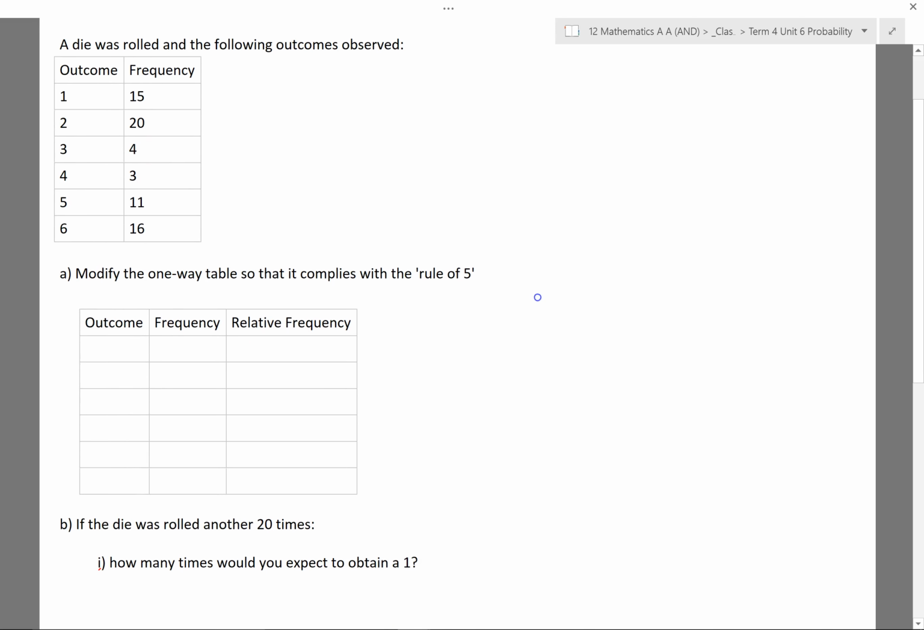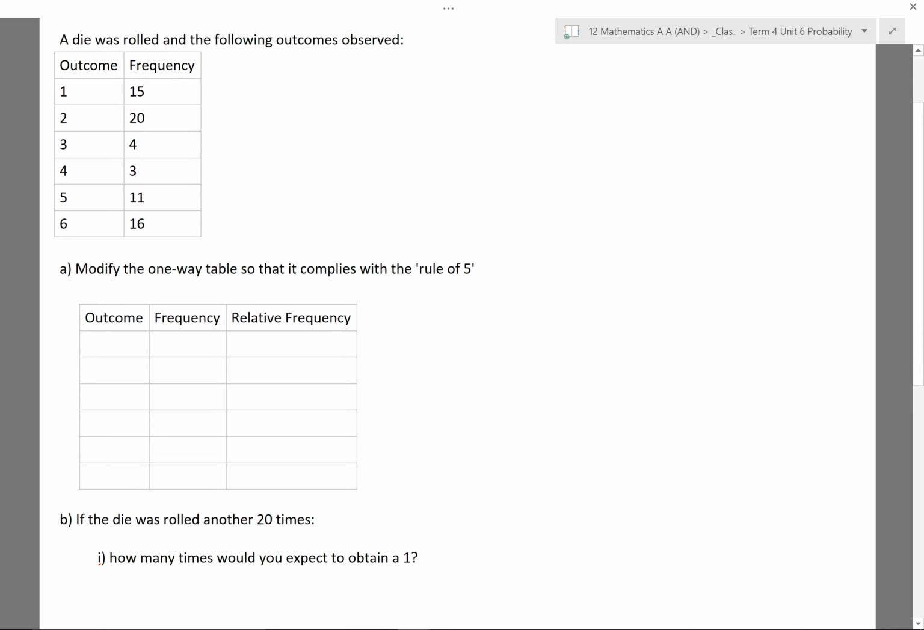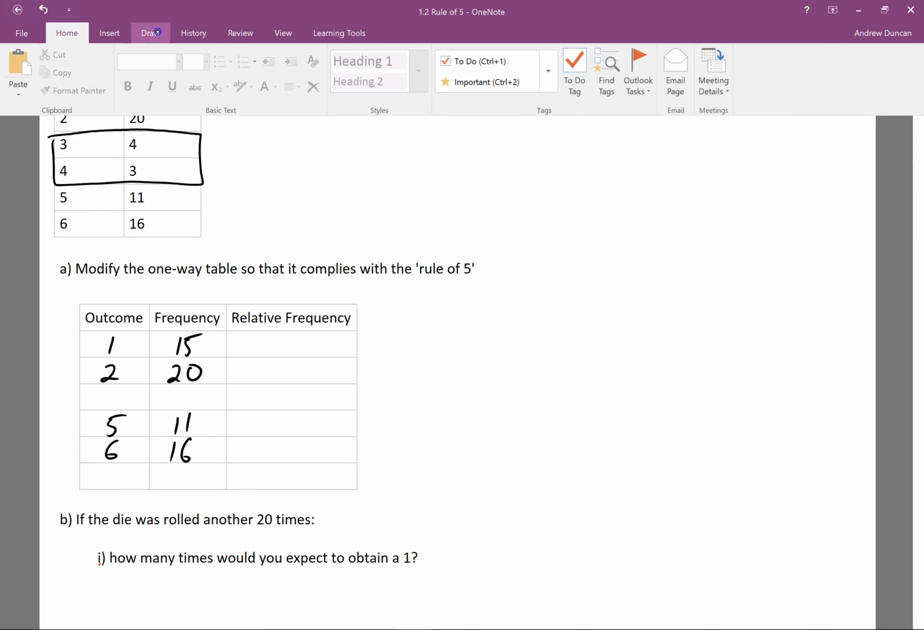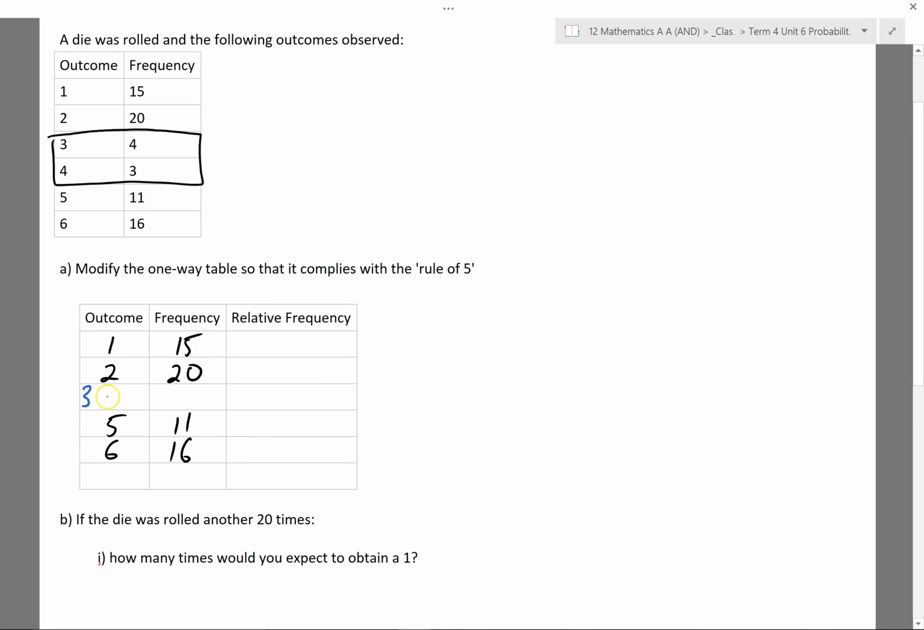So what we'd be required to do is to modify this table. It's called a one-way table, we just read it one way. We'll look at two-way tables later in the term. We modify it so that it complies with the rule of 5. So what I'm going to do is combine these two outcomes. I'll write these other outcomes as they were with their frequencies. And what I'm changing is this outcome in the middle will be 3 or 4. And the likelihood of getting a 3 or 4 is the sum of these two, which is 7.